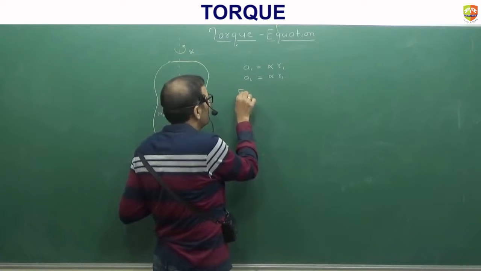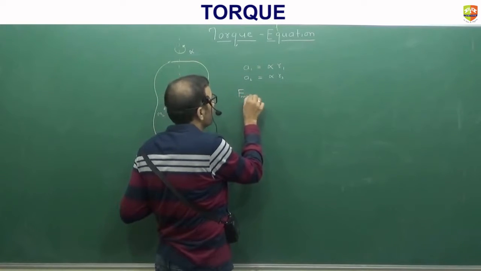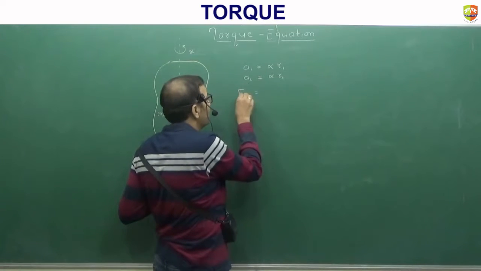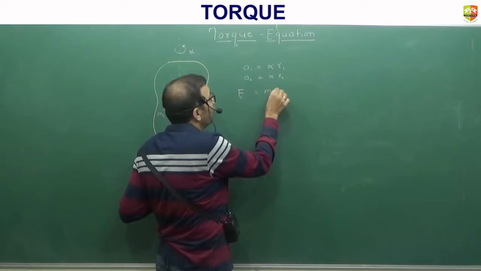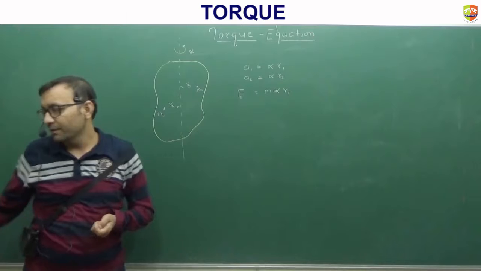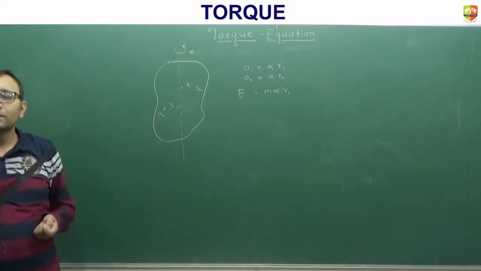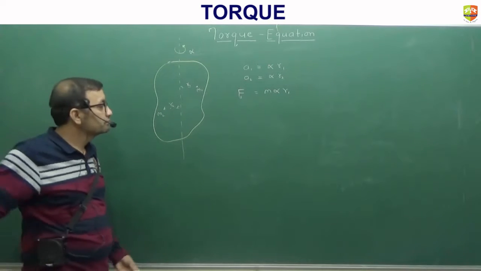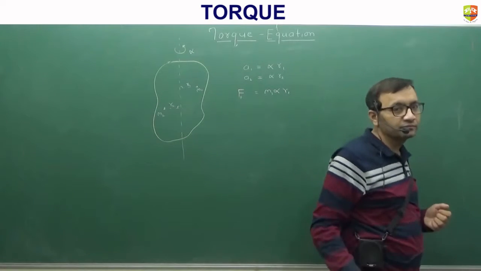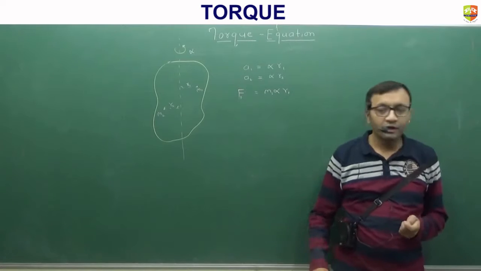But right now, the net force on m1, let's say that is F1, will it be equal to m alpha r1? Is this the net force, mass and acceleration? M1. Is this the correct thing? There's something wrong here. Tell me what it is.